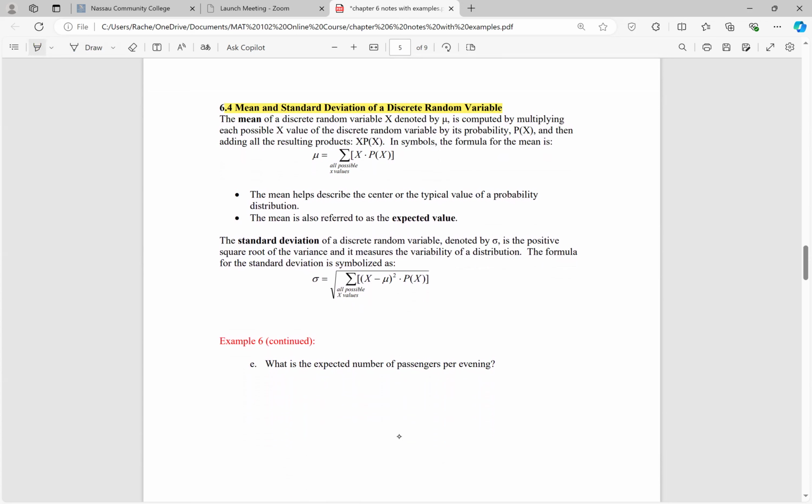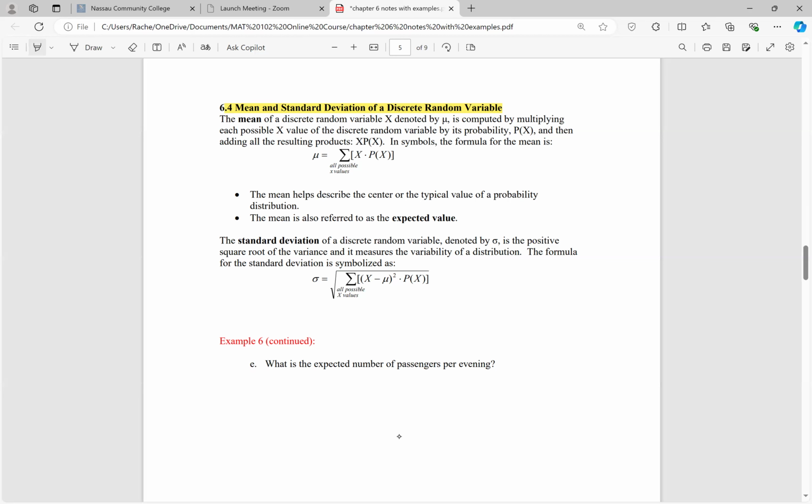Just a quick reminder, we talked about the mean and the standard deviation in chapter 3. The mean measures the center, or the typical value of a data set. So in this case, the mean of a discrete probability distribution is going to describe the center or a typical value of our probability distribution. Another word for mean is expected value. So we could also say, well, what do we expect? Whenever we say expected value, we mean the typical value of a probability distribution, or the mean.